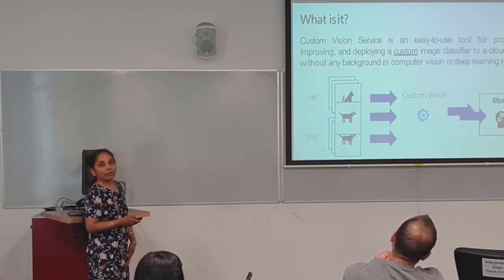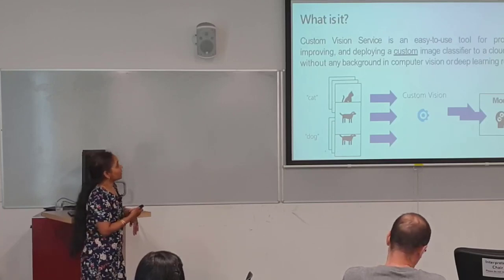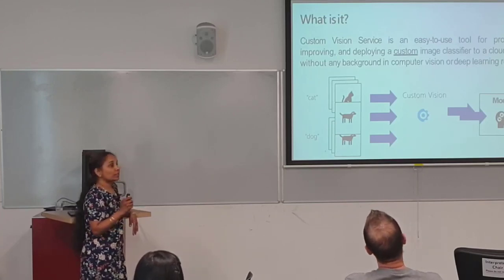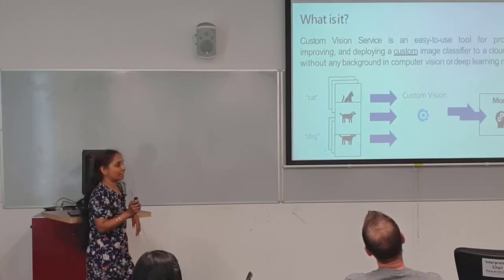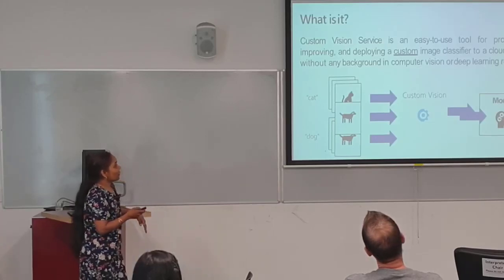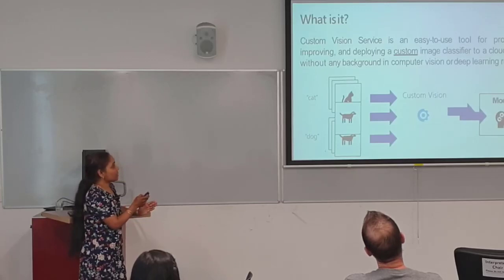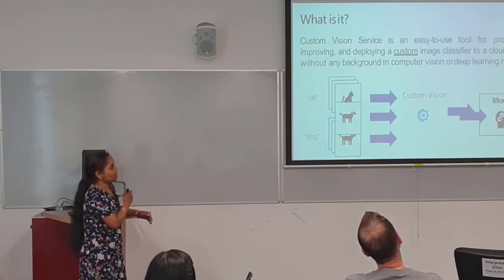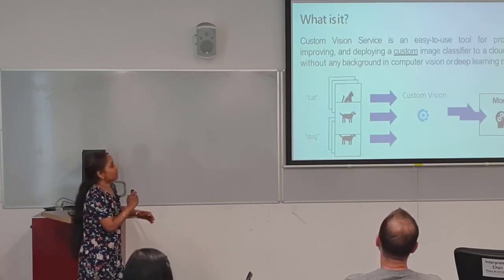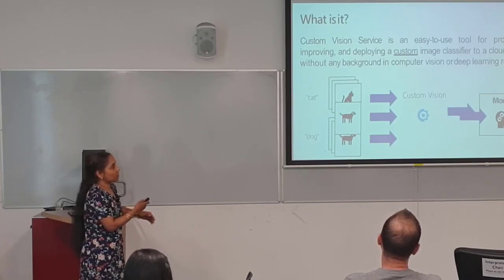By the way, all these slides are from Microsoft, so I'm just reusing them like how Wagner has done. So if you have images of cats and images of dogs, you just upload them as cats and dogs, and then build a custom vision model.